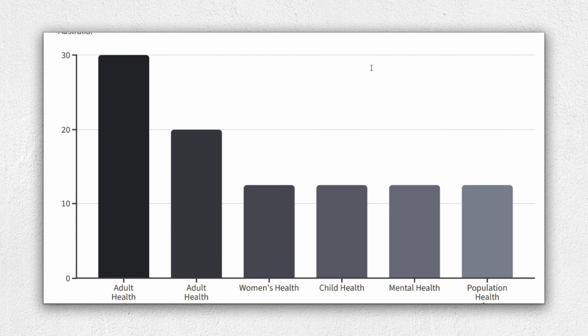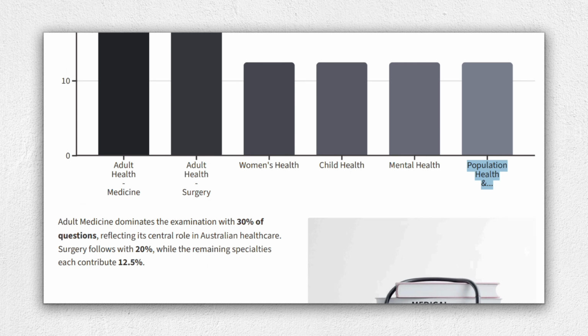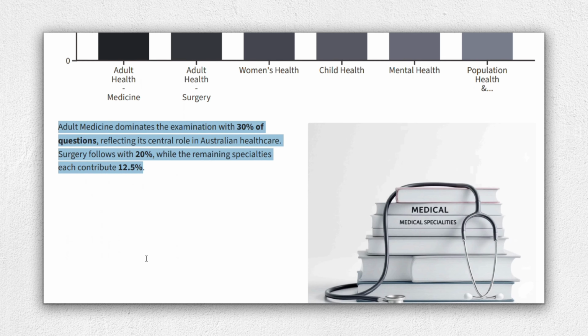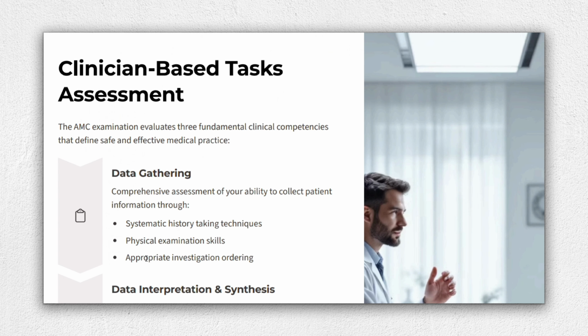Now that you understand the structure, let's see how the exam content is distributed. The 150 multiple choice questions aren't random. They are spread across 6 important patient groups: adult health medicine 30%, adult health surgery 20%, women's health OBGYN 12.5%, child health 12.5%, mental health 12.5%, population health and ethics 12.5%. This ensures you're tested across a wide variety of medical disciplines, not just one specialty. So to prepare well, you'll need a balanced study approach that touches every category.